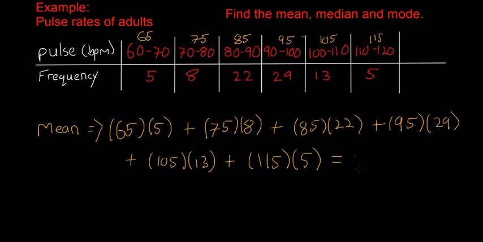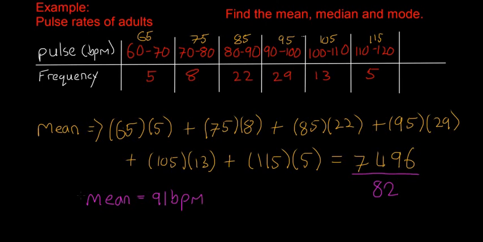If you add all those together, you're going to get 7496. And the last step now is to divide 7496 by the amount of people that were there, which is going to be 82. And so then our final answer, the mean, is going to be 91 beats per minute, which, if you remember the last two answers, were both between 90 and 100. So in this case, they're all pretty close together.